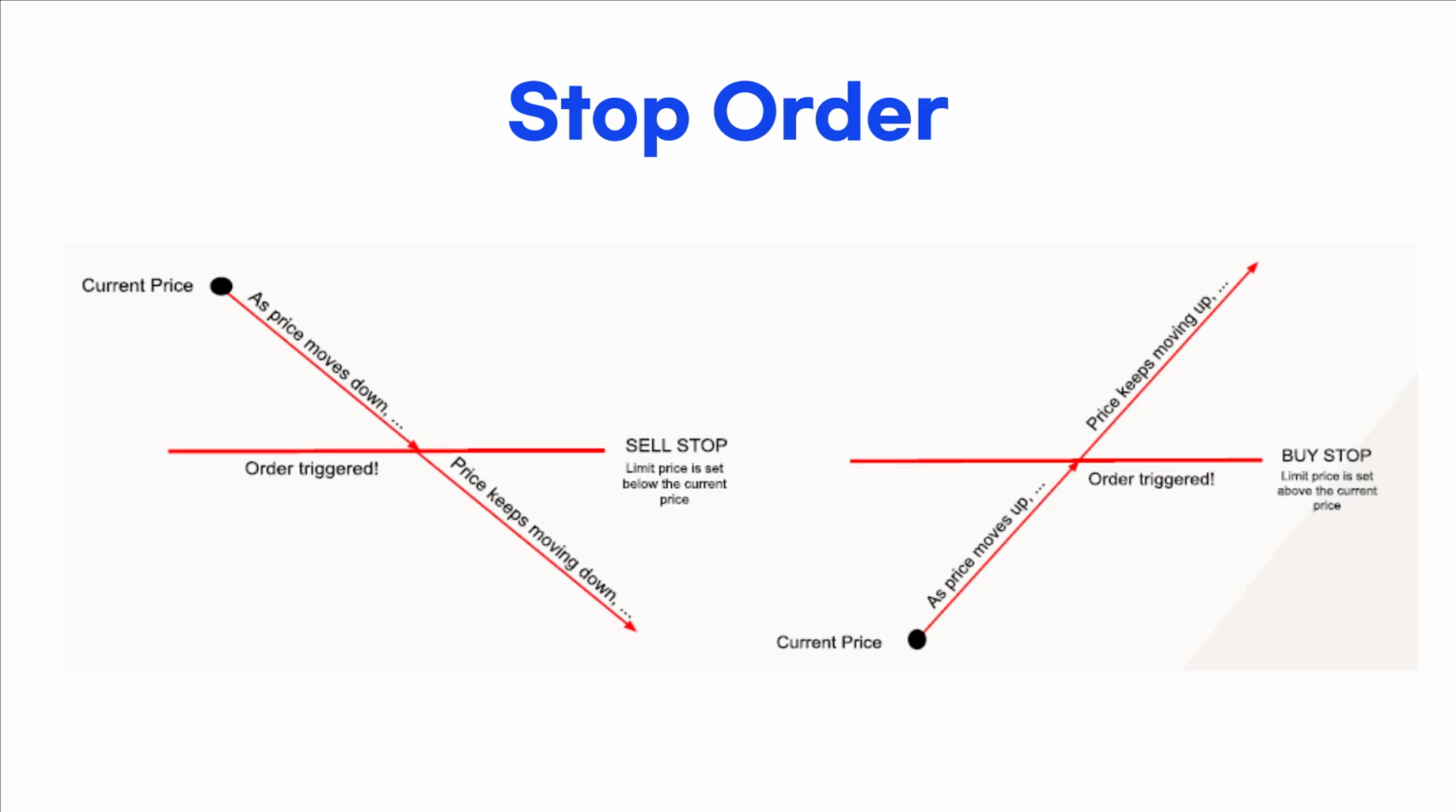At first glance, limit and stop orders may not appear to be different, as price is simply being placed above or below the current price. The key difference lies in the reason you're using them. Limit orders are particularly useful if you're looking to play a bounce or a reversal. Stop orders are particularly useful if you're looking to play a breakout.